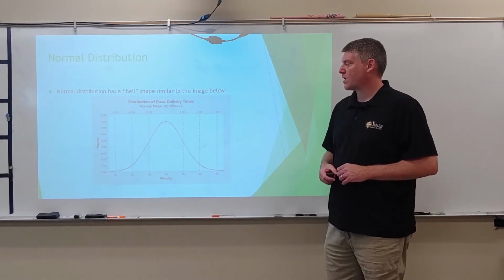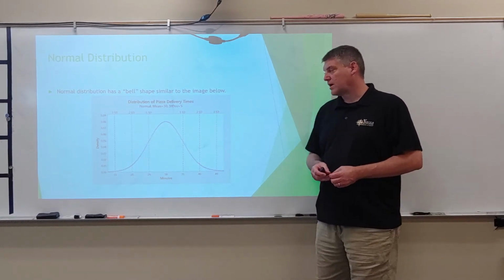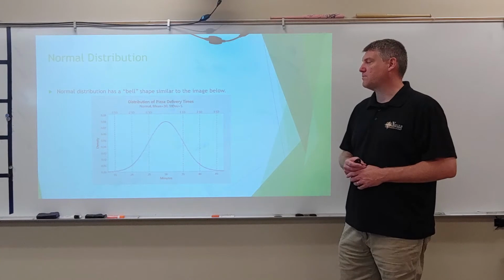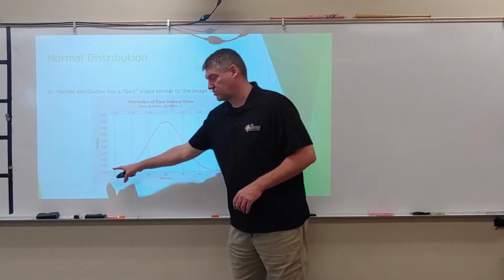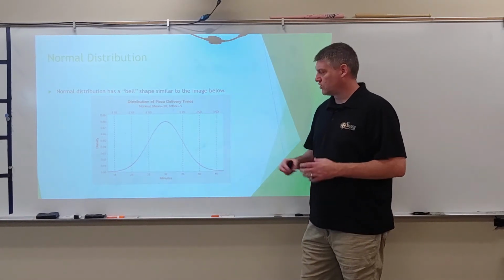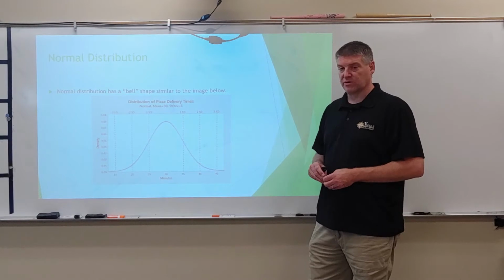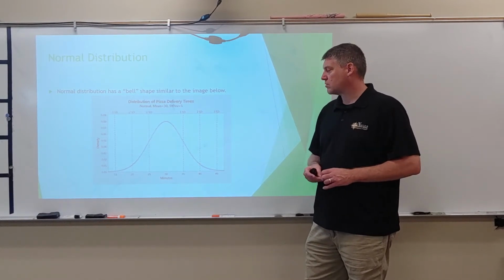Okay. So normal distribution, we talked briefly about the normal distribution. It has this bell shape, similar to the image below. So this is kind of a normal distribution. Later on, we'll talk a lot about utilizing a normal distribution or a population that has a normal distribution.